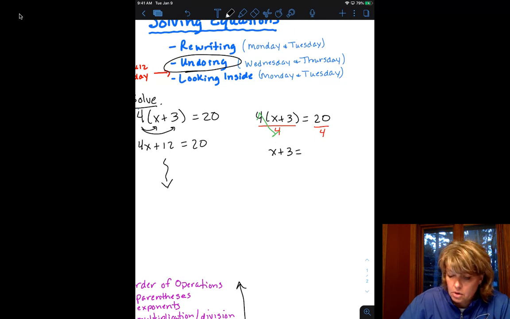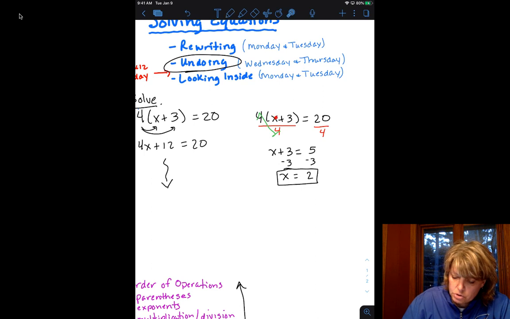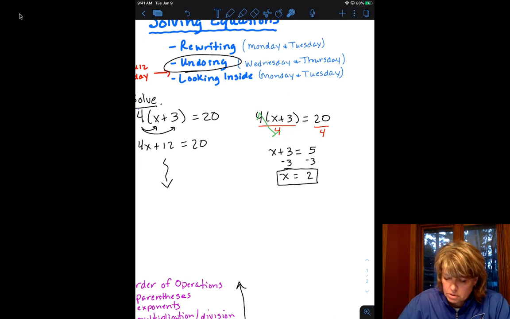On the right-hand side, 20 divided by 4 leaves us with 5. Then we solve it just like normal, and we get x equals 2. And you can always check that answer. If we go back up here, 2 plus 3 is 5. 5 times 4 gives us our 20, so it works. We're literally undoing the order of operations.